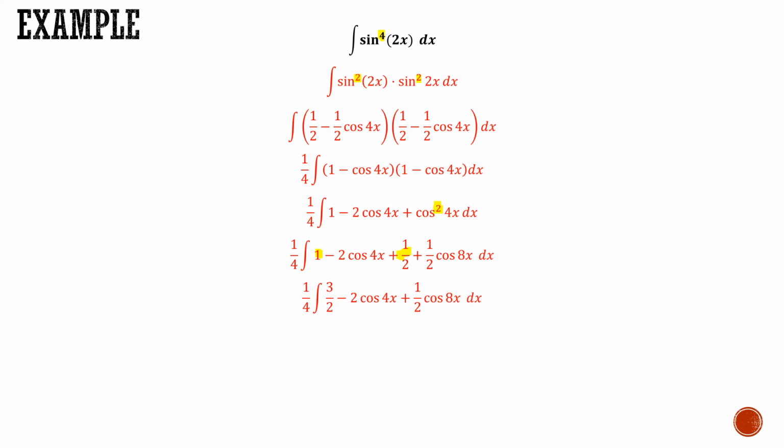Now integrating that, I have 1/4 times 3/2 x minus 2 sine 4x over 4 plus 1/2 sine 8x over 8 plus c. Now, cleaning that up by distributing and getting rid of the extra fractions, I'm left with 3/8 x minus sine 4x over 8 plus sine 8x over 64 plus c.